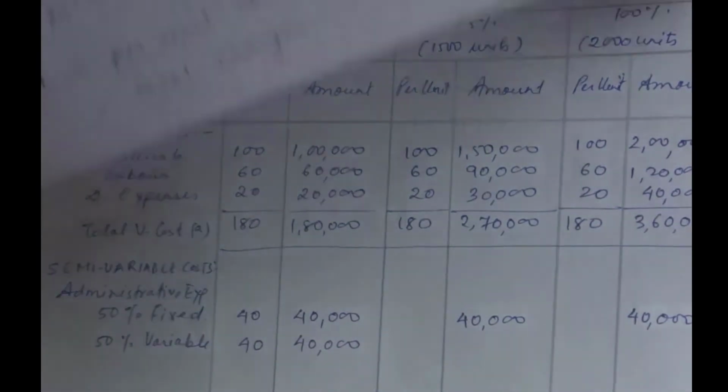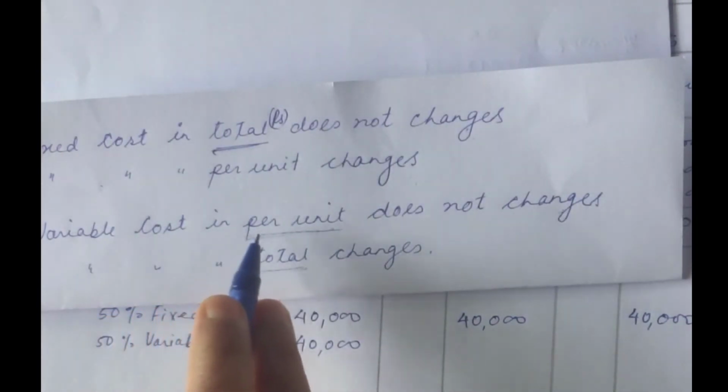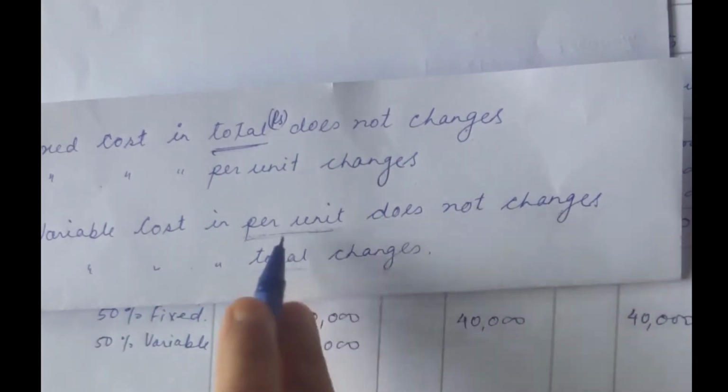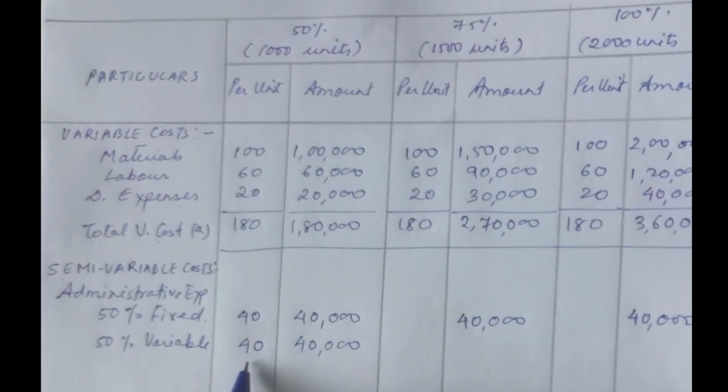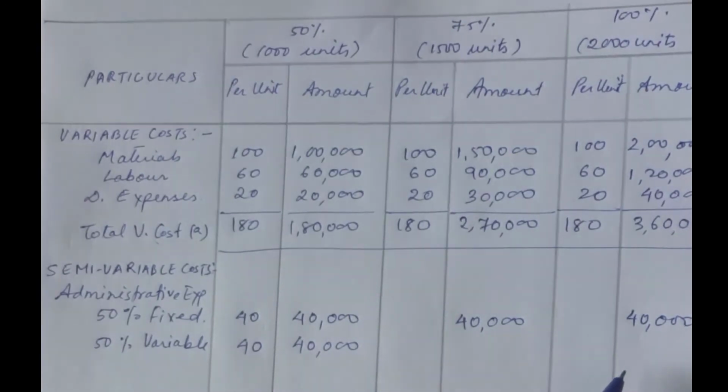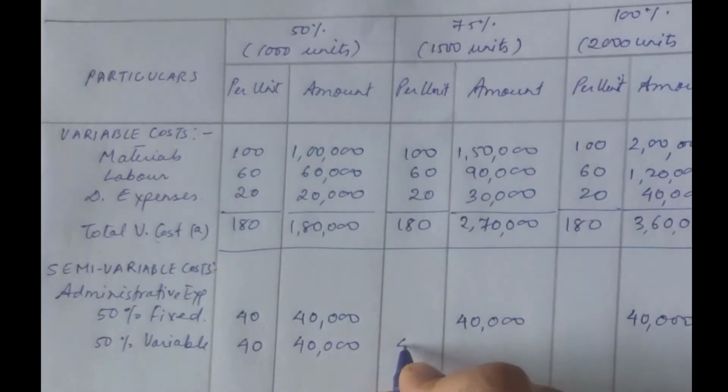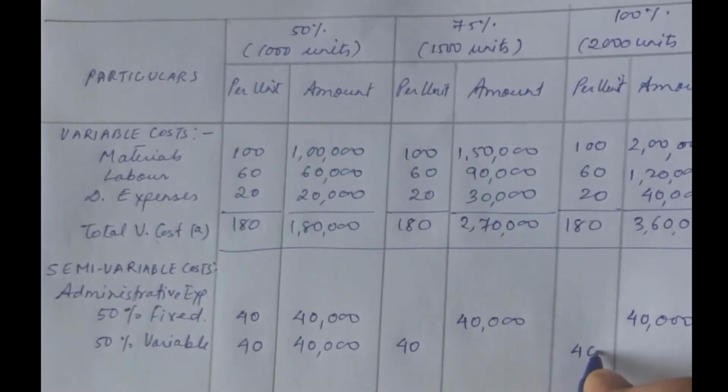Now you will see here again, variable cost per unit does not change, right? So per unit how much did we get? 40. So that means it will not change for 75% and 100% also, right? So we will write here 40, and here we also will write 40.